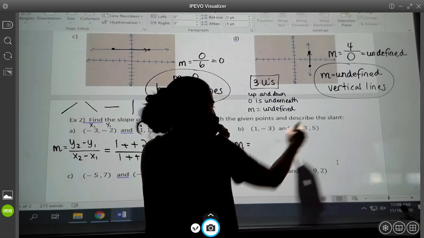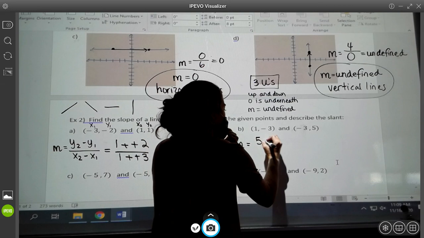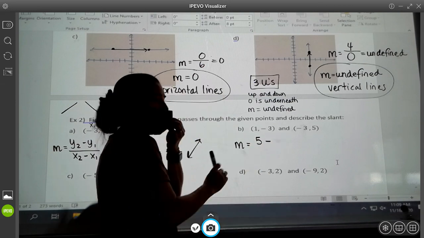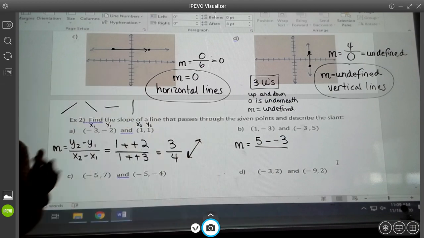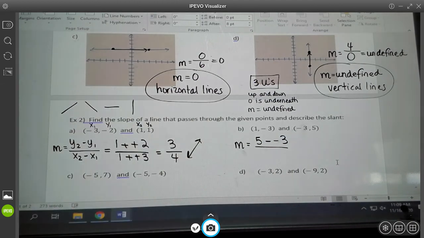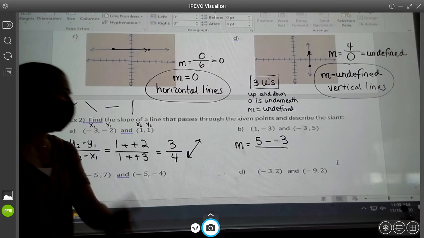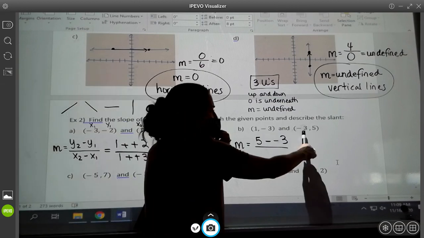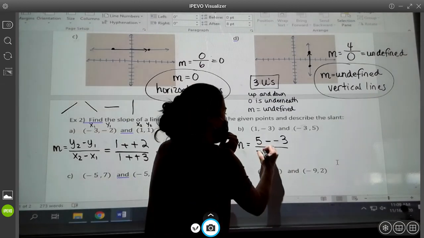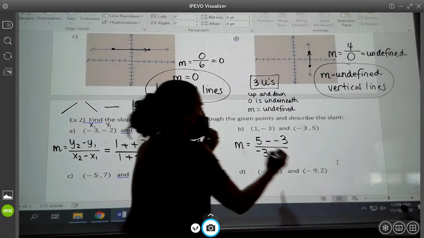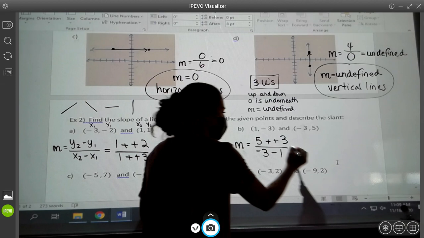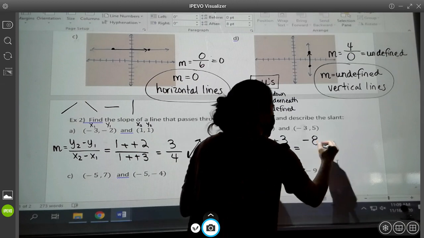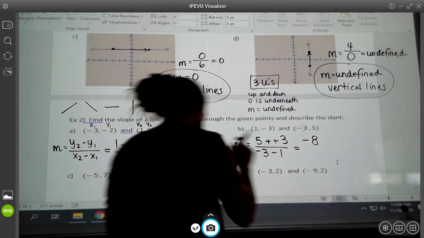So I'm going to get y2, which is 5, and I'm going to subtract y1, which is -3. Don't let your eyes play tricks on you. Make sure you're getting a y coordinate when you need a y coordinate. Make sure you're getting an x coordinate when you need an x coordinate. All right, now we're going to go back and get x2, which is -3, and subtract x1, which is 1. All right, this turns to a plus, and we end up with -8. No, we don't. We end up with 8.